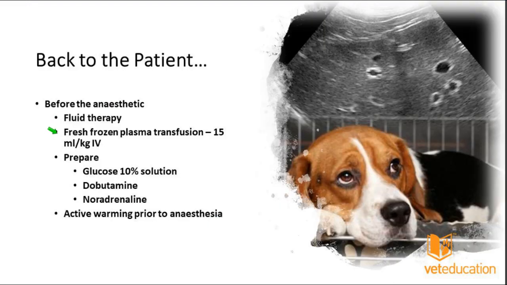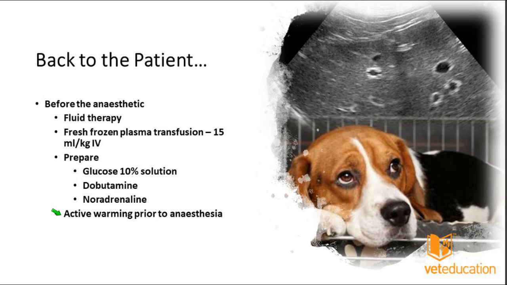We gave this patient fluid therapy. We gave him 15 mils per kilo of fresh frozen plasma to normalize his clotting time. We've got a 10% glucose solution ready in case he became hypoglycemic. We've got his dobutamine and noradrenaline ready, and we warmed him up prior to anesthesia. A lot of these patients will become profoundly hypothermic when we anesthetize them, and please type in if you've seen this in really severely unwell liver disease patients.